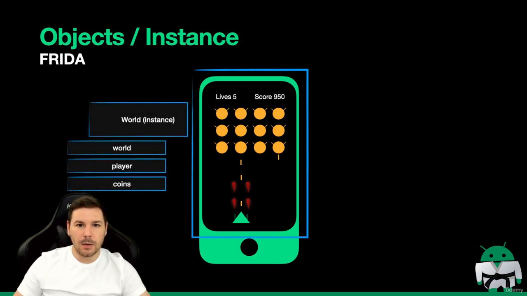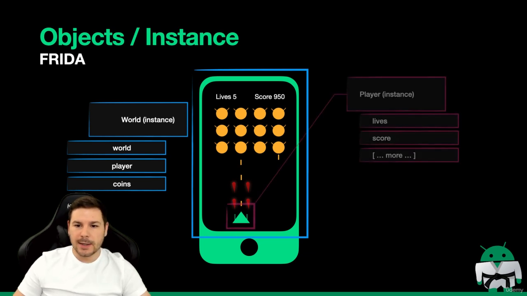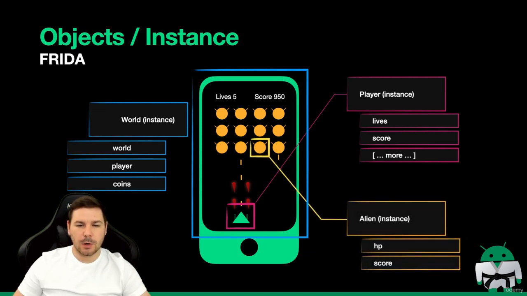There's only one world object available, which is this instance right now. And this one has, for example, a world, a player, coins, and more. Over here, we've got some player instance, and this one has some lives, score, and more. And we also got this one over here, an alien instance. Within the last couple of sections, we have seen how we can create new objects over here on this application. But we cannot modify existing ones. And this is something we will learn right now.